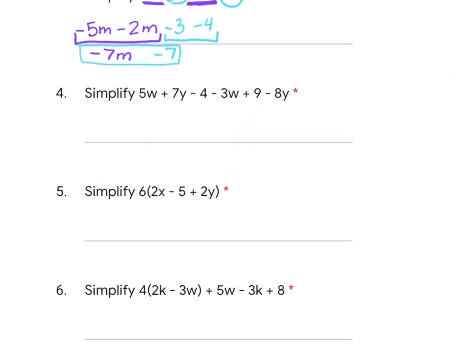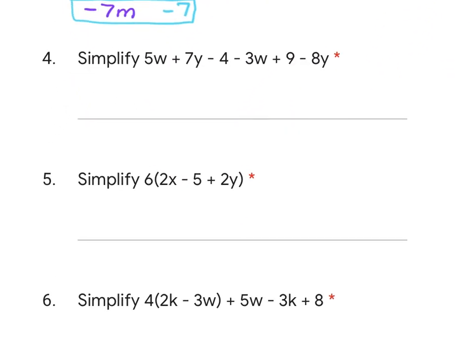Let's go on to the next one, number 4. So I'm going to look for all my like terms. So I have 5w. Is there any more w's? Yes, I see this -3w, and I don't see any more w's. So I'm going to go ahead and write them over here. So 5w minus 3w. Let's go, positive 7y. Is there any more y's? Yes, I have -8y. So I'm going to put plus 7y minus 8y.